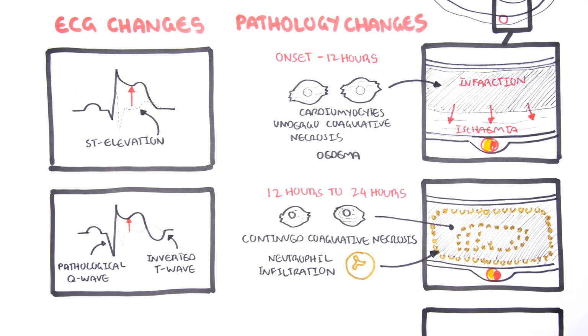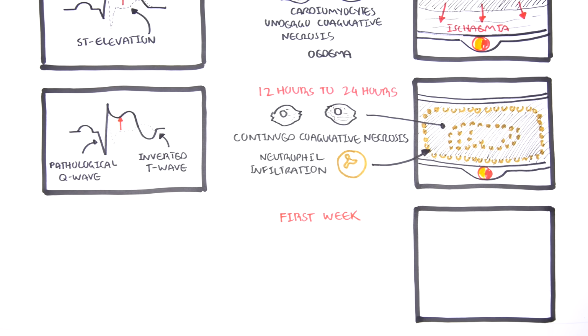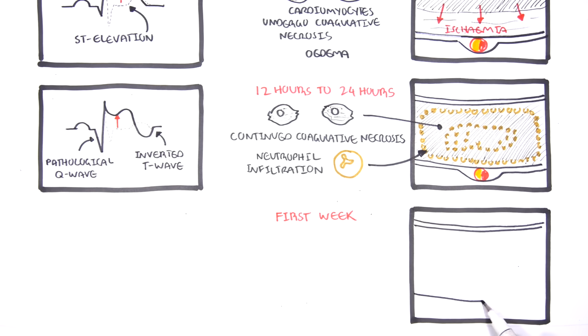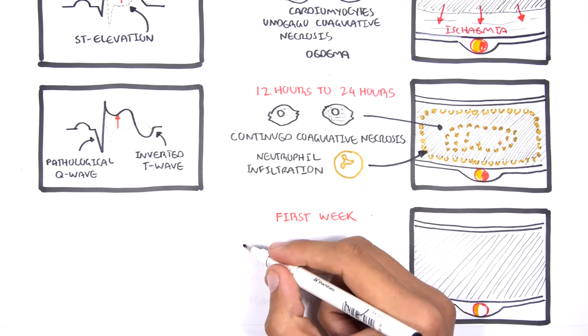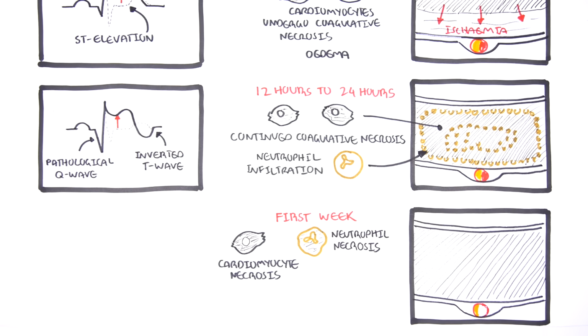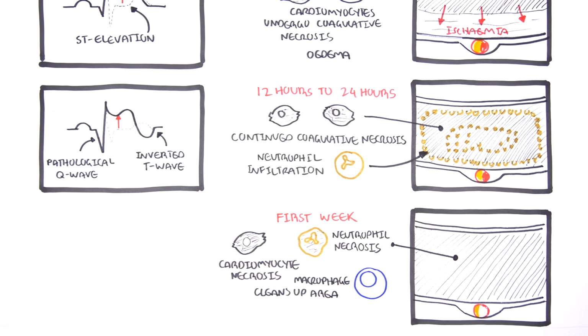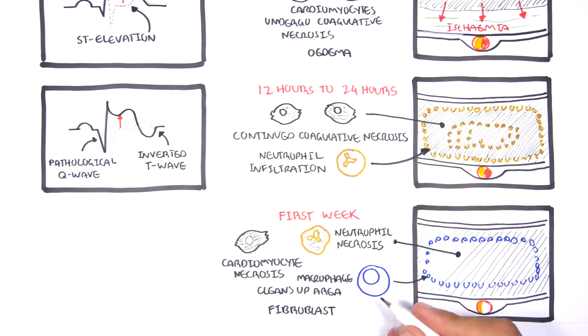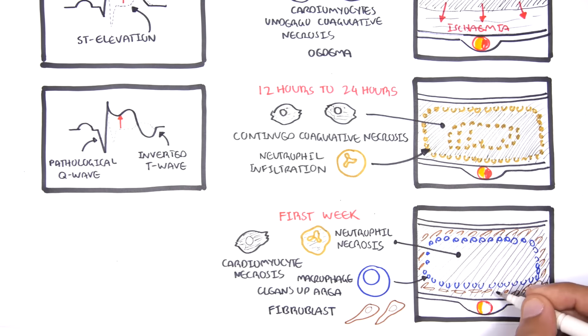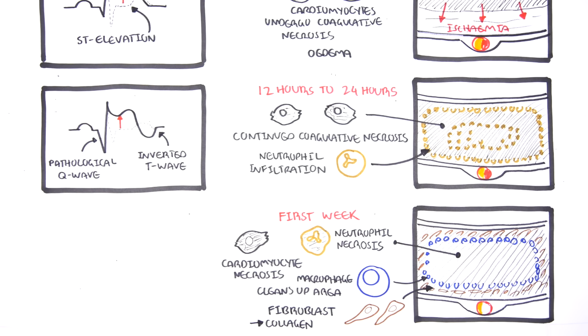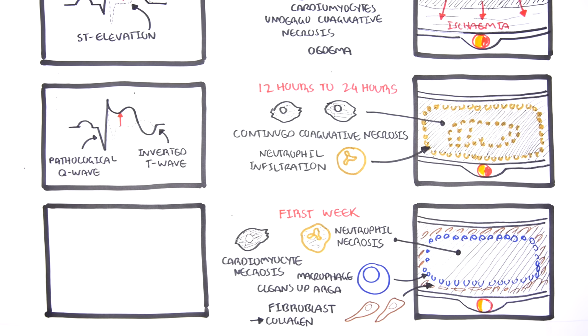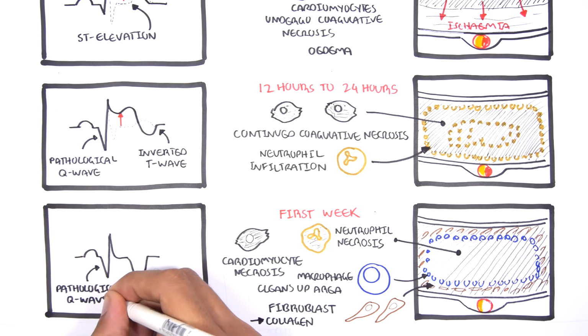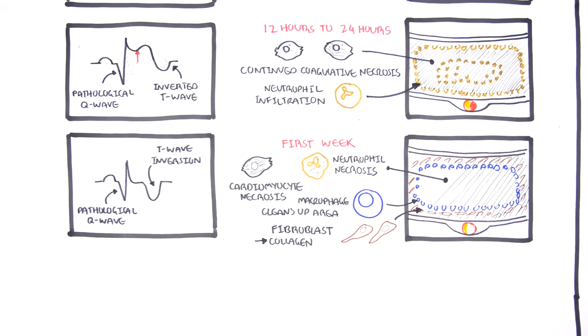Within the first week following a STEMI, there is cardiomyocyte death. There is necrosis of neutrophils as well, which have ruptured and died. And so the whole area is just messy. And this is where the macrophages start coming in to clean up the area and pick up the debris. The fibroblasts also begin to infiltrate and mature there, depositing collagen and other tissue matrix to the area to essentially repair the area, repair the myocardium. ECG changes during the first week include a pathological Q wave and T wave inversion.